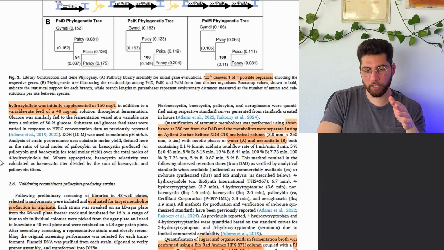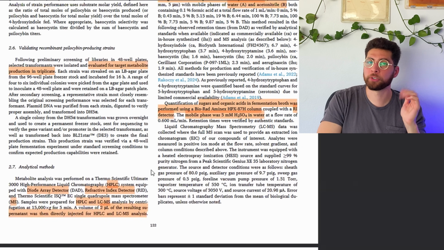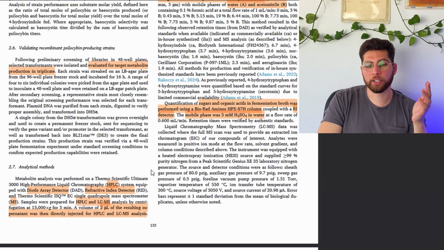So another detail here is they're evaluating these metabolites in triplicate. For each of the experiments they're doing, they're measuring the production 3 different times, which is pretty solid. For their analytical methods, they're using HPLC, high performance liquid chromatography, with a diode array detector. These are really cool. And a refractive index detector. RIDs are typically used to quantify sugars, which I think is what they used here.